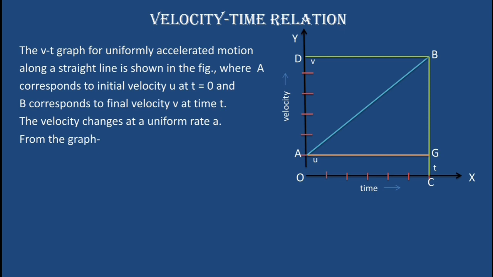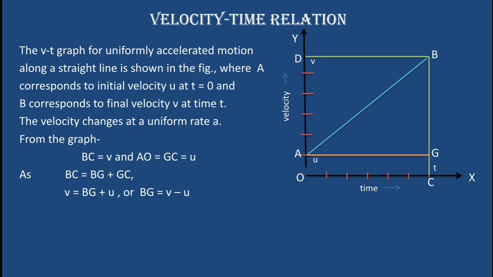From this graph you can see that the magnitude of BC is equal to small v, and the magnitude of AO is equal to GC, because these two are parallel lines, and it is equal to U. Again we can write BG plus GC equals BC, or from this we get the value of BG as V minus U.